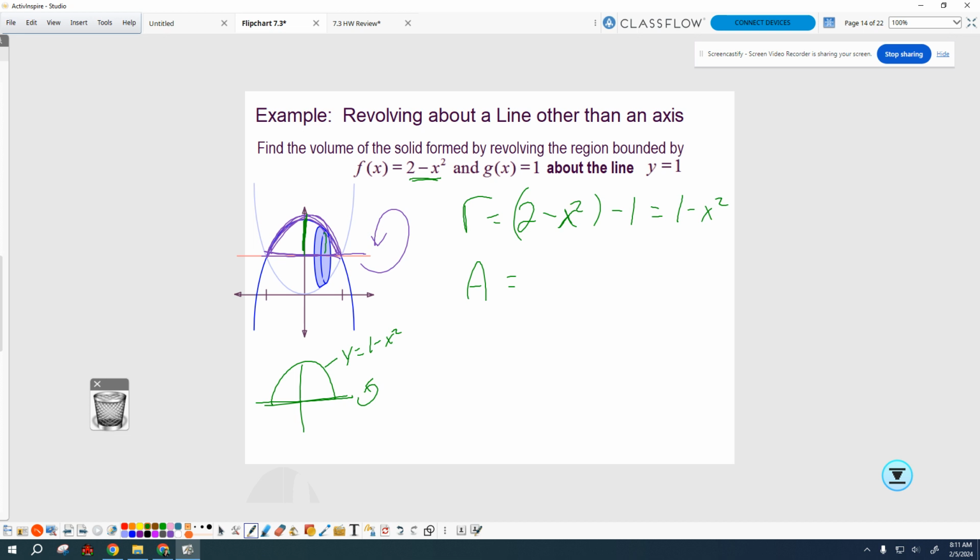Nina, what would the area formula for the circle cross section be? 1 minus x squared squared times pi. Okay, so the volume that we're finding is going to be that cross section integrated from what to what? I didn't find the intersection points. Tom, what would they be? Negative 1 to 1, but you can just do 2 times from 0.